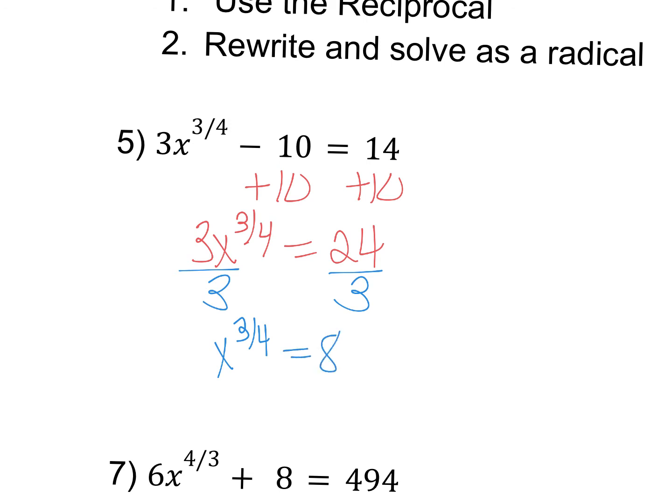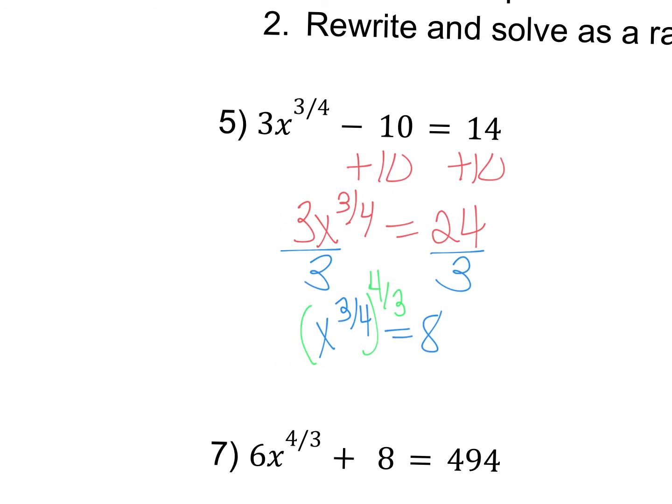Okay, now how do we get rid of 3/4? I want that exponent to be a power of 1. In order to do that, I need to take it to the reciprocal power. So if it's to the 3/4 power, I'm going to take it to the 4/3 power. Because 3/4, like over here in a little thought bubble, 3/4 times 4/3 is 12 over 12, which is just 1, which is what we want. So that's why we multiplied it by the reciprocal.